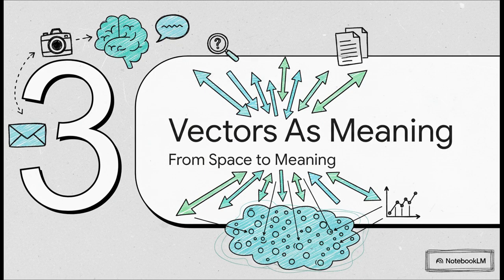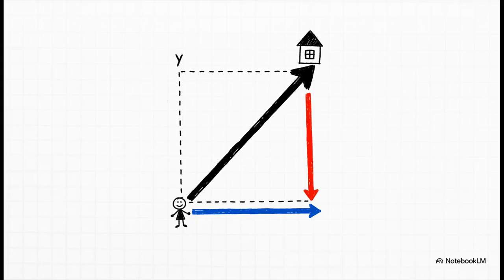Okay, hang on, because this is the big leap. This is the pivot point. We've got what a vector is in physical space, but what if we could use that exact same idea to map out meaning itself? What if we move from physical space to what we call semantic space? So, in the physical world, a vector's dimensions are super simple. How far right, how far up.